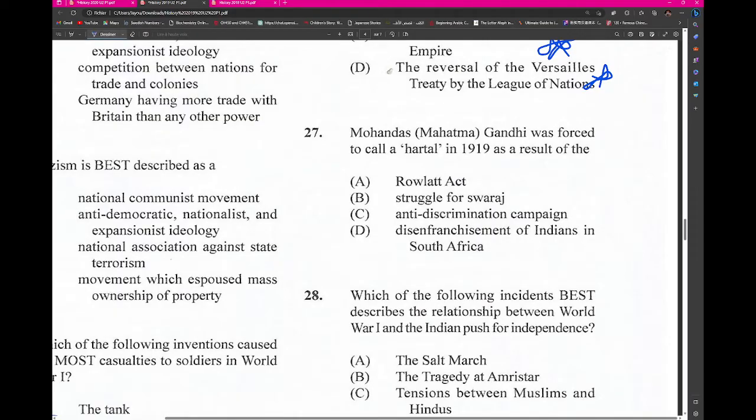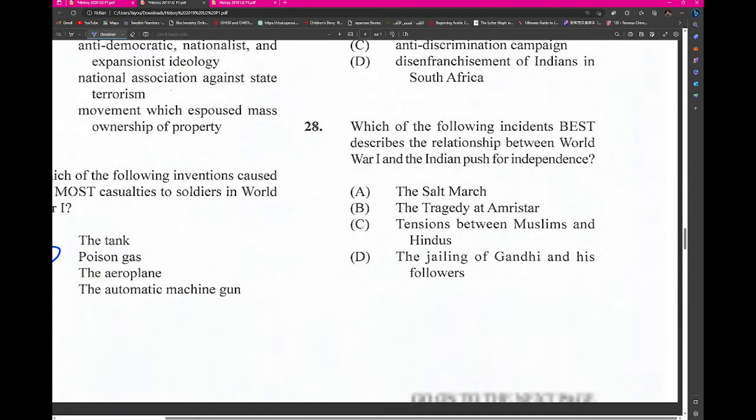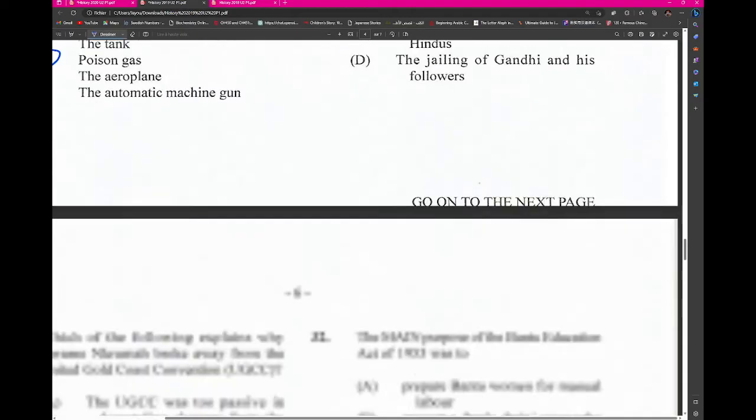27. Mohandas Mahatma Gandhi was forced to call a hartal in 1919 because of the Rowlatt Act. Right? 28. Which of the following incidents best describes the relationship between World War I and the Indian push for independence? This is the tragedy of Amritsar. Right?